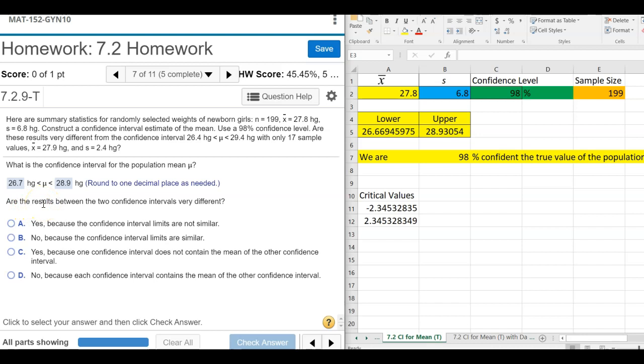Alright, are the results between the two confidence intervals very different? 26.4, 29.4. So these are the two they want us to compare: 26.7, 26.4, 28.9, 29.4. These numbers are not very different. There's crossover here, like this one's a little bit less than this, but this one is not less than this also. If these were drastically different, like the upper number would be smaller than the lower number here, or vice versa, the upper number here would be smaller than this one, that would indicate that the confidence intervals don't overlap at all. And if they don't overlap, then we would conclude that the means for these two things are different values. So, no, the confidence interval limits are similar.